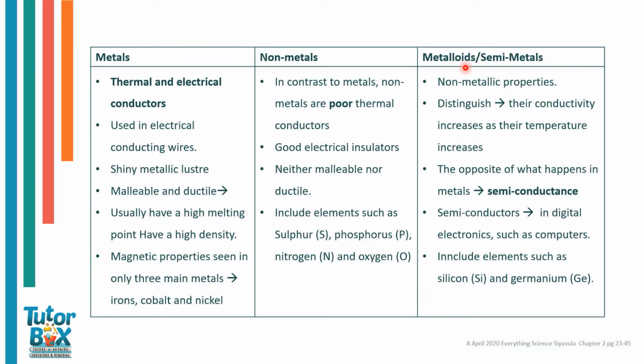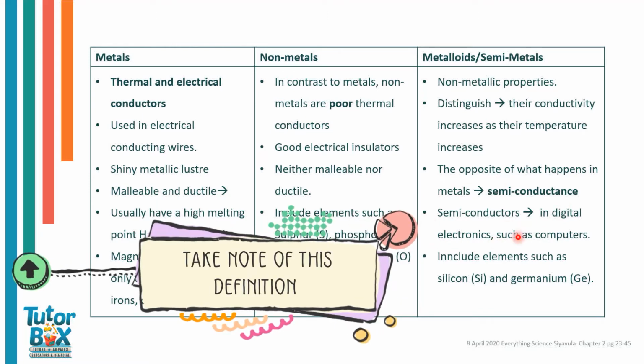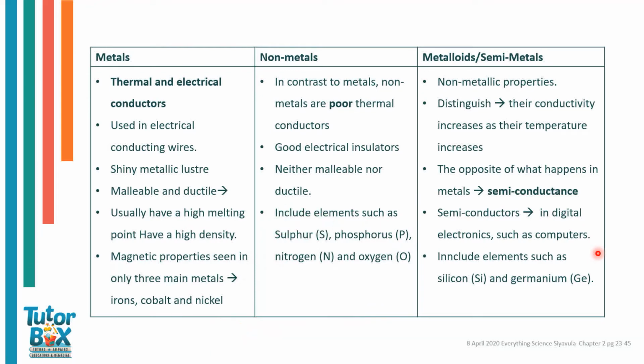Metalloids have non-metallic properties. You can distinguish them in that their conductivity increases as their temperature increases, compared to non-metals where it's just standard. The opposite of what happens in metals, and this is known as semiconductance. So they are called semiconductors, and they're used in digital electronics such as computers, and they include elements such as silicon and germanium.